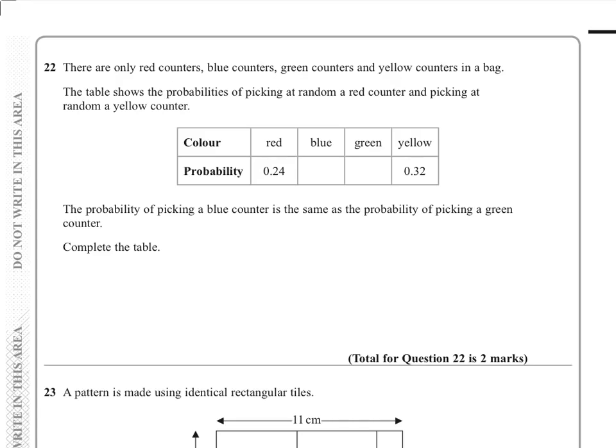Question 22. There are only red counters, blue counters, green counters and yellow counters in a bag. The table shows the probabilities of picking at random a red and a yellow counter. So they're filled in for us. We've got to work out the probability of picking a blue counter and a green counter, and it tells you that the probability of picking a blue is the same as the probability of picking a green.